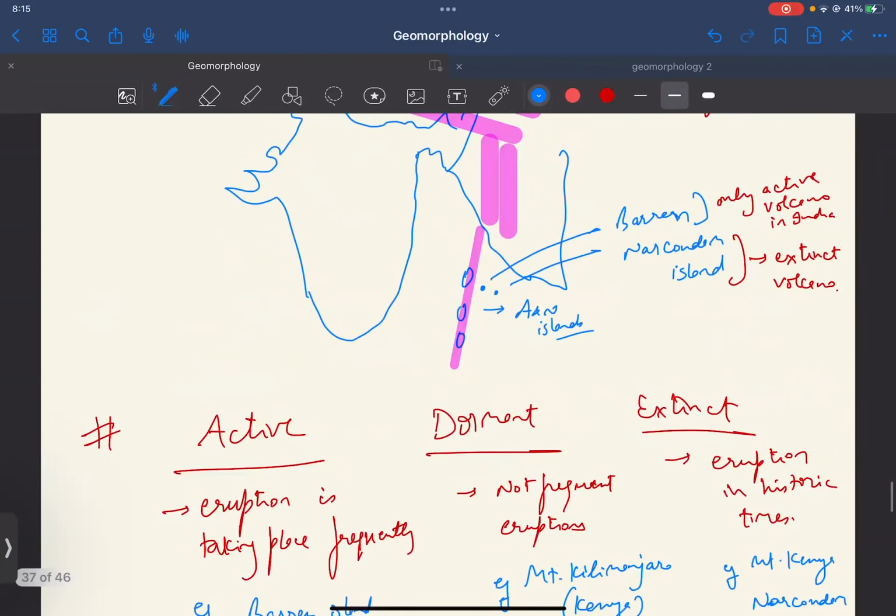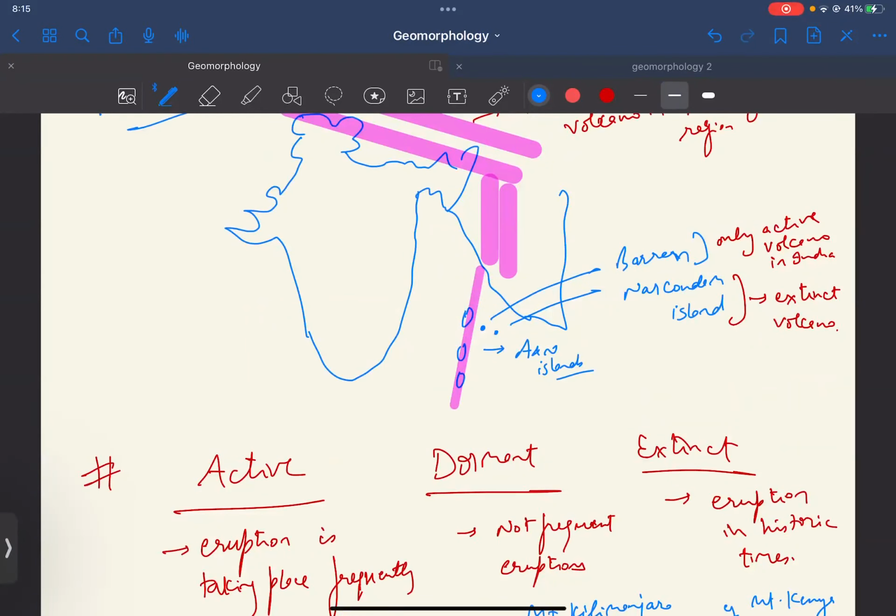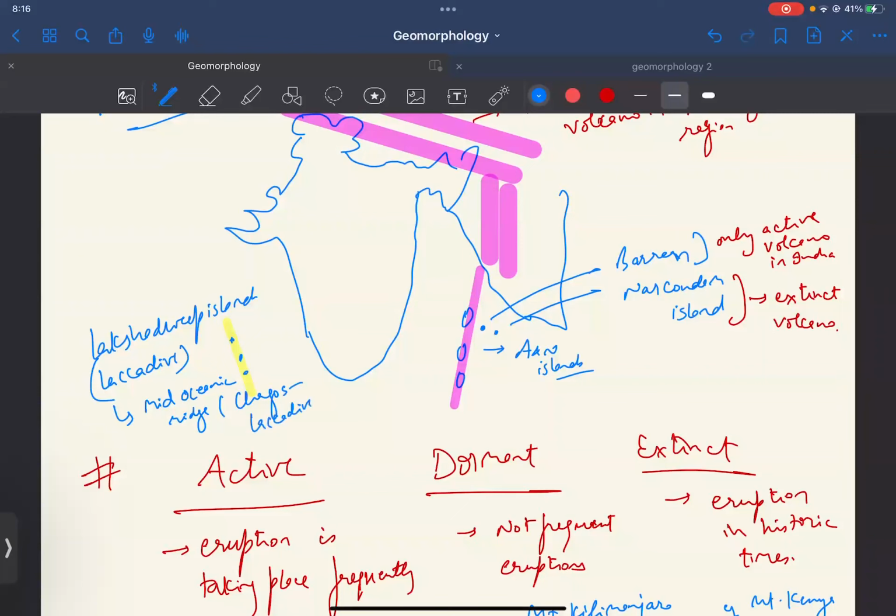And also keep in mind this, क्या कहते हैं, यहाँ पे लैकेडिव आइलैंड्स है, लक्षद्वीप आइलैंड्स, जिसको हम लैकेडिव आइलैंड्स भी बोलते हैं। सो बेसिकली दे आर पार्ट ऑफ जो मिड ओशियानिक रिच है इंडियन ओशन में, विच इज नोन एज चागोस लैकेडिव रिच, दे आर पार्ट ऑफ दिस। इसके ऊपर बाद में कोरल्स डिपोजिशन हुई एंड इट बिकेम द कोरल आइलैंड्स, राइट। कीप दिस थिंग इन माइंड.